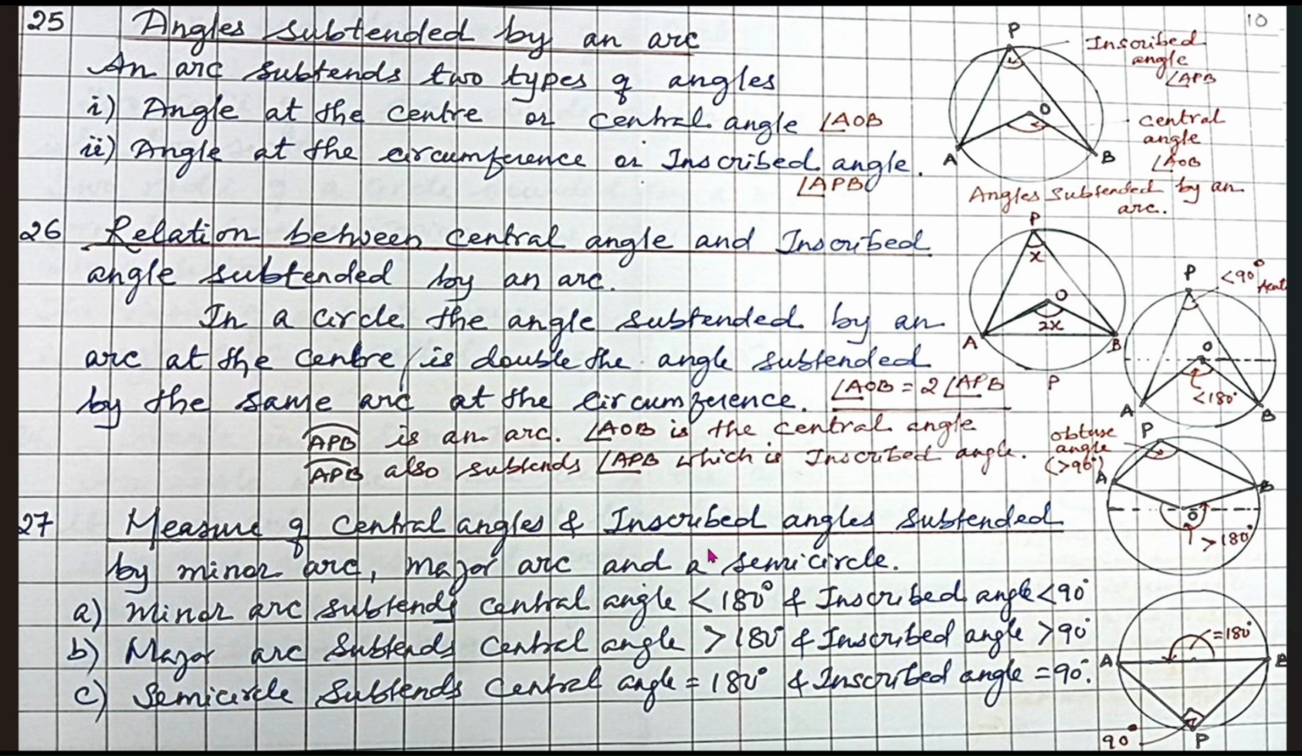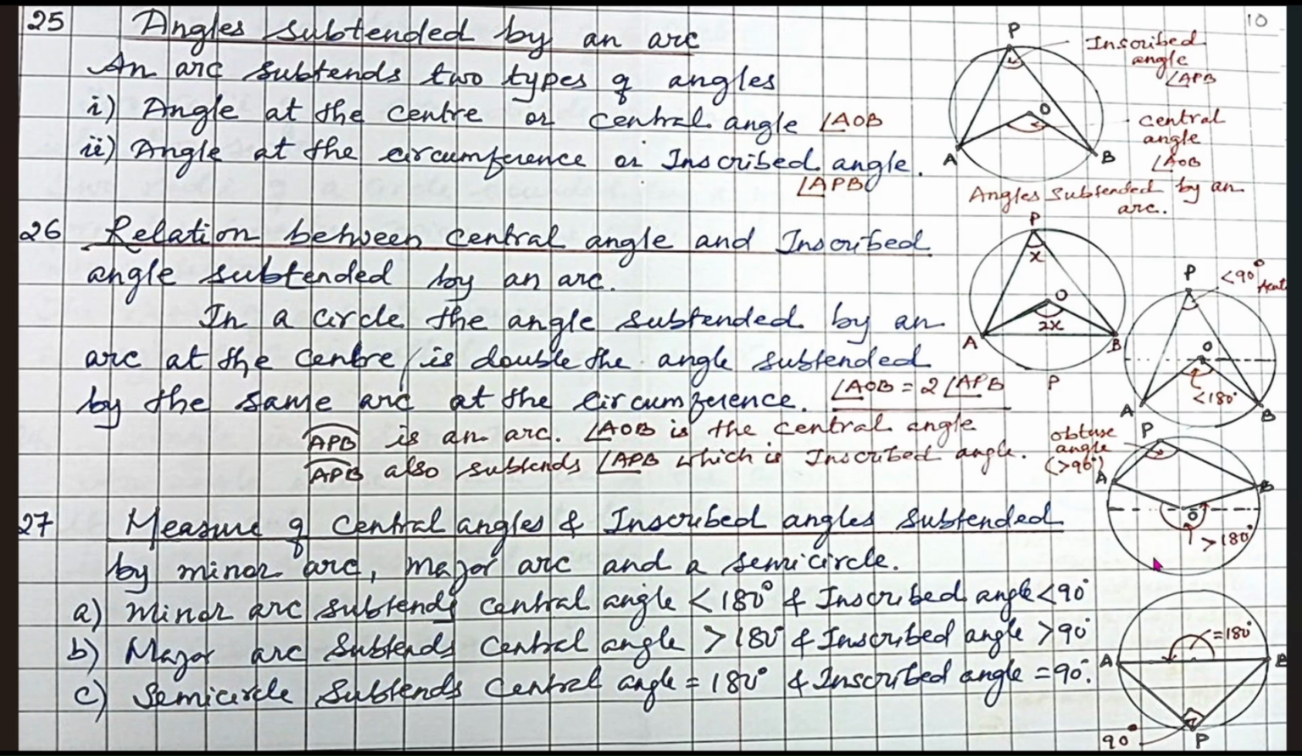Now the measure of the central angles and inscribed angles subtended by a minor arc, major arc and a semicircle. So let us understand this very clearly. Let us take a minor arc first, that is arc AB, the minor arc here. Arc AB subtends an angle at the center, called the central angle, which is less than 180 degrees, but naturally angle APB is less than half of 180, which means it has to be less than 90 degrees, which is an acute angle. So the angle subtended by a minor arc at the circumference is an acute angle, and the angle at the center is less than 180 degrees.